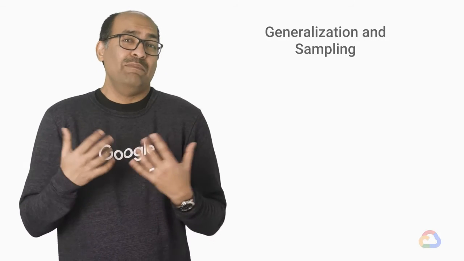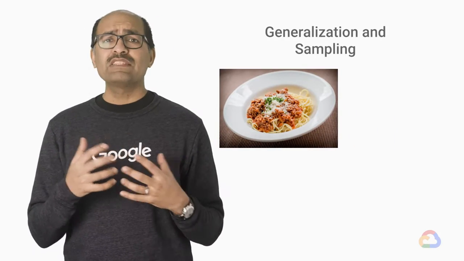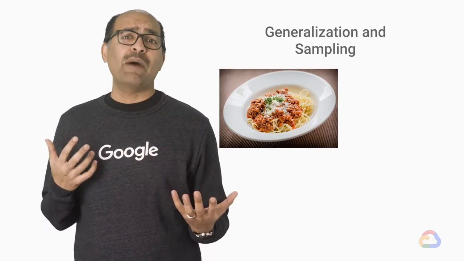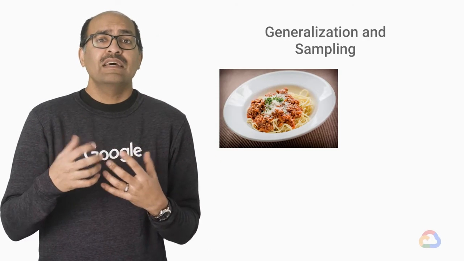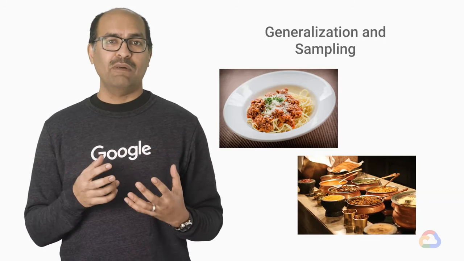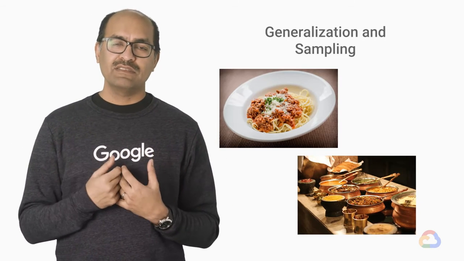So if we have a generalized model that's trained on images of meals, for example, then it should not expect that all meals are plated and served on ceramic plates like that dish of spaghetti. It should also be able to recognize the home-style South Indian dishes on the bottom as also a meal. So that's what we mean by generalization.